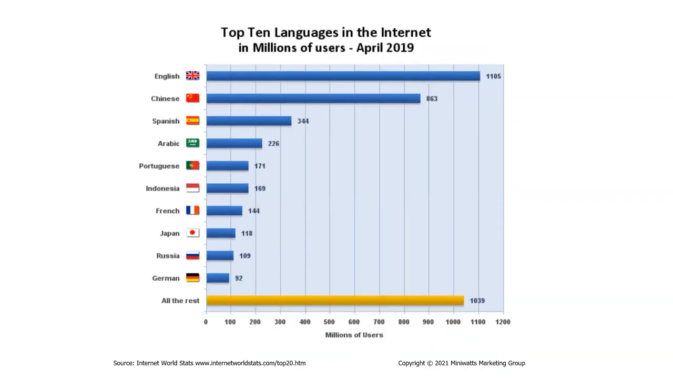And the next slide is about the top languages that are used. So it is true that English is one of the top languages, closely followed by Chinese and Spanish and then Arabic. But we will get into some of the detail on that.